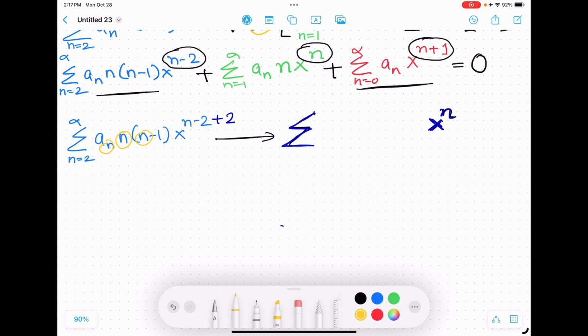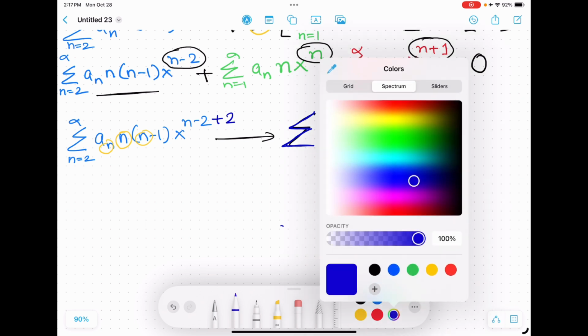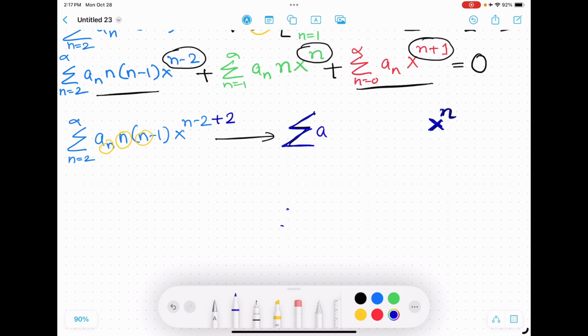If we do that, then we have a sub n plus 2 times n plus 2 times n plus 1. And since all of our n's increased by 2, my starting index decreases by 2, so it's going to start from 0. So that is my transformation of my first power series. Now let's transform our third power series.